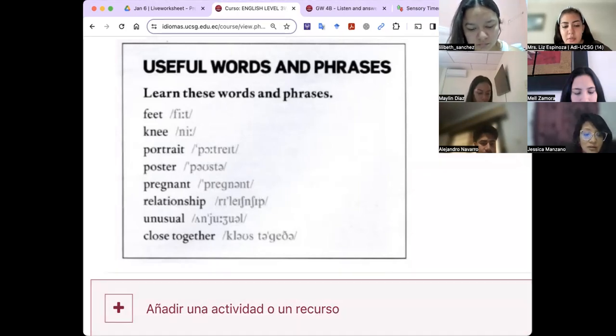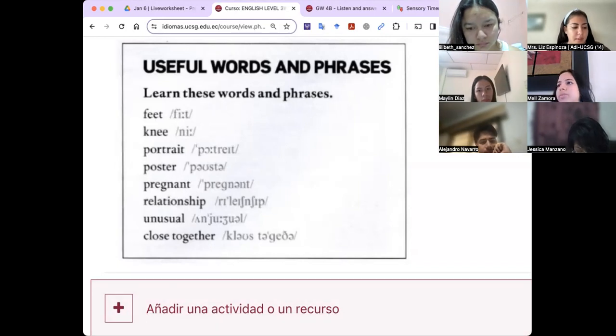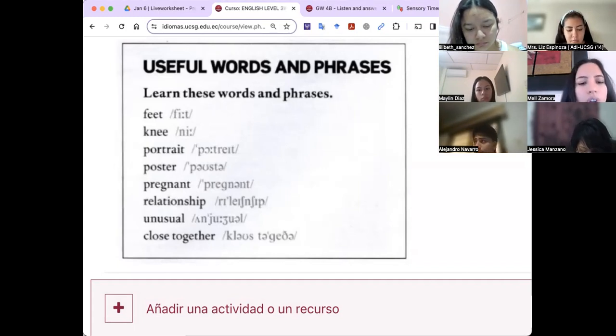The next one, please, Alejandro. Relationship. Yes, very good. So, you can see relationship. Where is the emphasis? Excellent. Thank you. Mel, the next one. Unusual. Okay, give me a second. I'm gonna open the dictionary just to observe something about the first sound, okay?